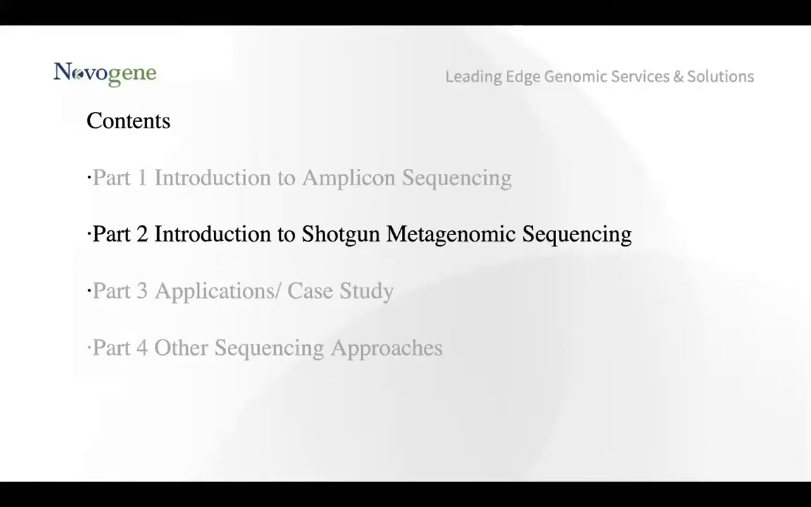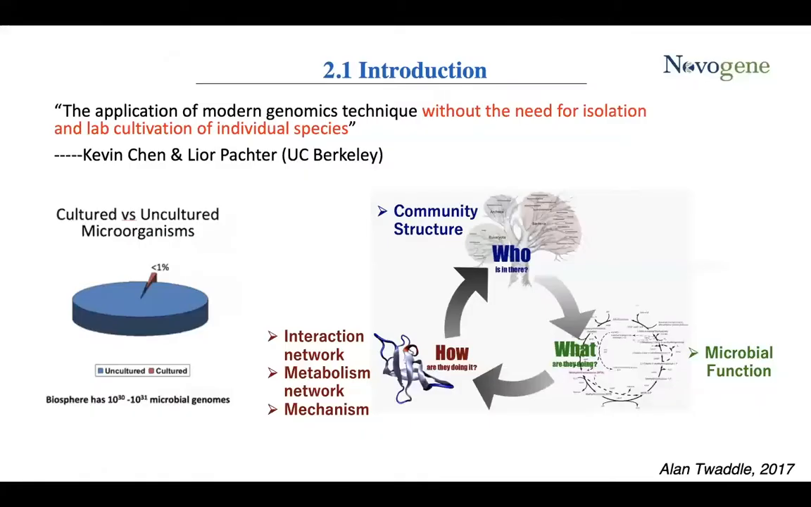Okay, and next we will move to the introduction to shotgun metagenomic sequencing. So let's first take a look at what shotgun metagenomic sequencing is. These two researchers, Kevin and Lior from University of California, Berkeley, say shotgun metagenomics is the application of modern genomics techniques, which does not need isolation and lab cultivation of the individual microbial species.